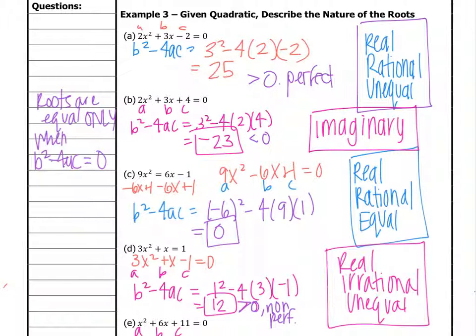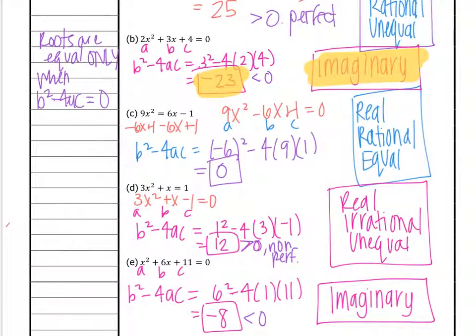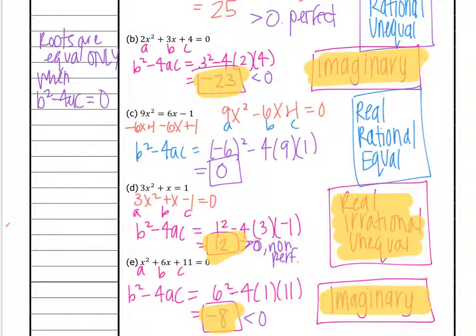Okay, so my answers up here on the board for B, D, and E are the following. B, I have negative 23, which means that my roots are imaginary. D, and again, I'll leave these on the board so that you can check them. D, I found positive 12, so my roots are real, rational, and unequal. And E, I found negative 8, so my roots are imaginary.